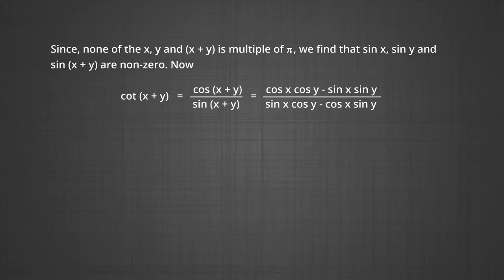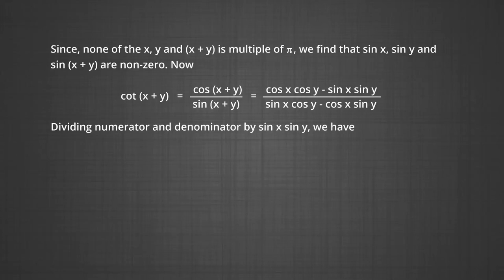Now, cot of x plus y can further be expressed as cos of x plus y divided by sin of x plus y. Using the identities for cos of x plus y and sin of x plus y, cot of x plus y can be written as cos x cos y minus sin x sin y divided by sin x cos y plus cos x sin y. Dividing numerator and denominator by sin x sin y, we get cot of x plus y is equal to cot y cot x minus 1 divided by cot y plus cot x.